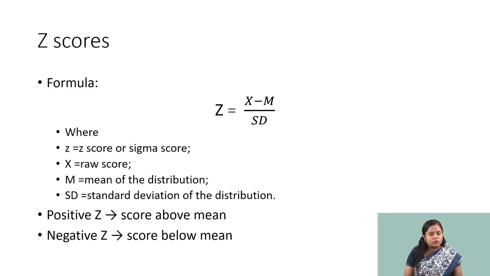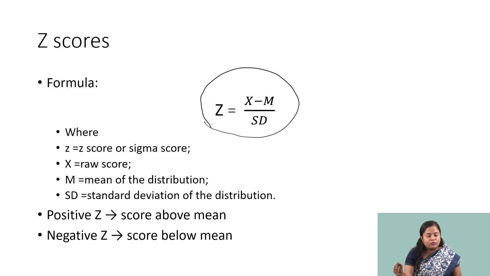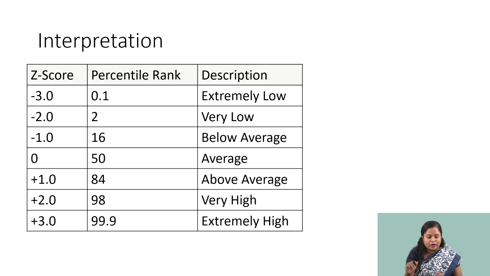The formula to convert a raw score into a z-score is given here: z is equal to x minus M upon SD. It means to convert a raw score into a z-score, we should have the raw score x, the mean of that distribution, and the standard deviation of that distribution. If the calculated z-score is positive, it means the score is above the mean, so the performance is above average, whereas a negative z-score indicates a score below the mean, so the performance is below average.